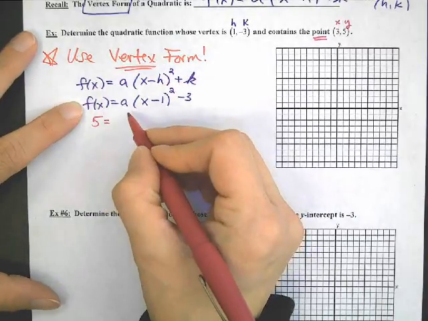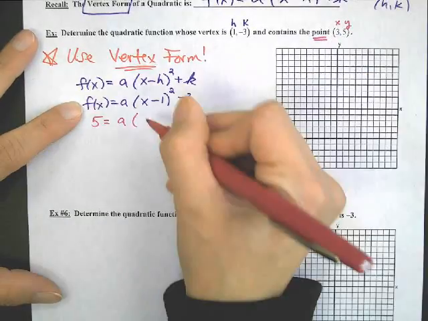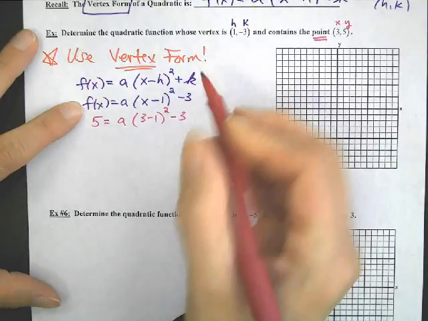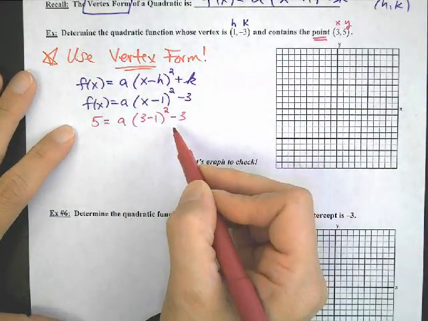Give me an a. Just a. We don't know it yet. Give me an x. Let's use 3. 3 minus 1 squared minus 3. So just be careful with your work. Sometimes people lose the squared. That messes up all the calculations.